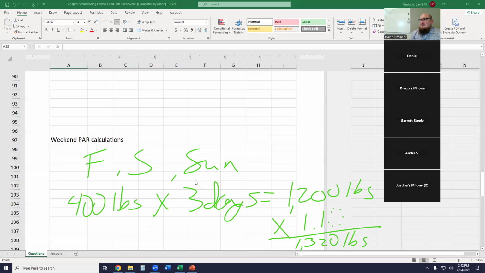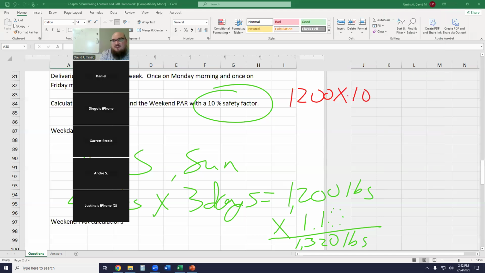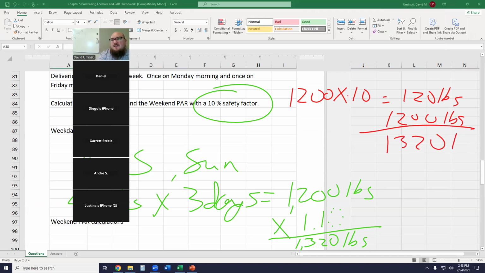How did you get the 1.1 part again? Yeah, so we're asking for a 10% safety factor, which means we're going to order 10% more than what our actual daily usage is, just in case we're a little bit busy. So that one, remember, that's just showing an increase of 10%. We could do 1,200 pounds times 0.10, which would give me 120 pounds. And then I could add that to my 1,200 original and get 1,320. So that's the 2-step process. This is the 1-step process.